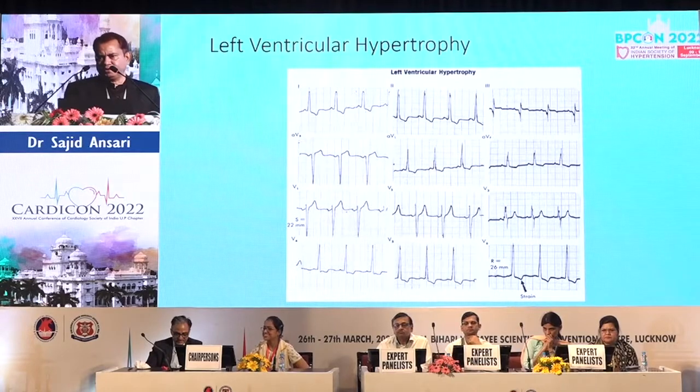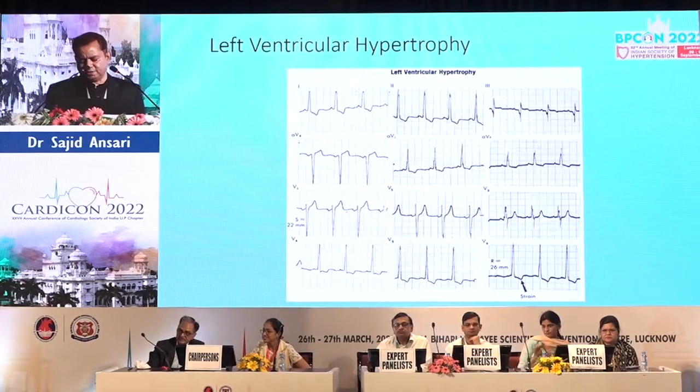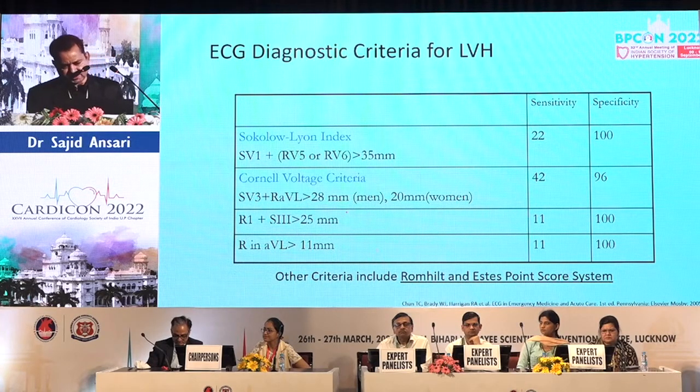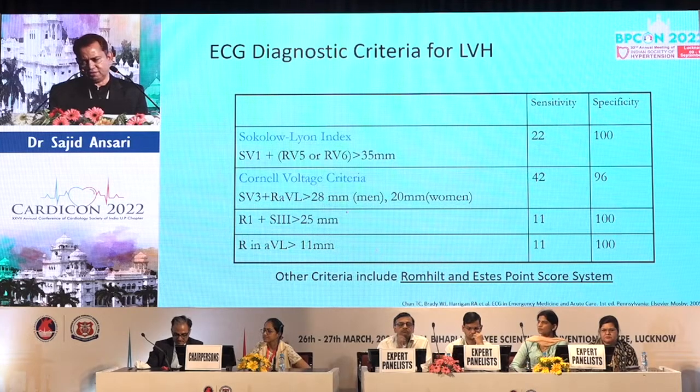Coming to left ventricular hypertrophy, we know there is the Sokolow-Lyon criteria and the Cornell voltage criteria. It is easy to diagnose left ventricular hypertrophy with the ECG, with very good specificity also. The important thing is how to differentiate. Practically, we know there is asymmetrical T inversion and ST-T changes in left ventricular hypertrophy.